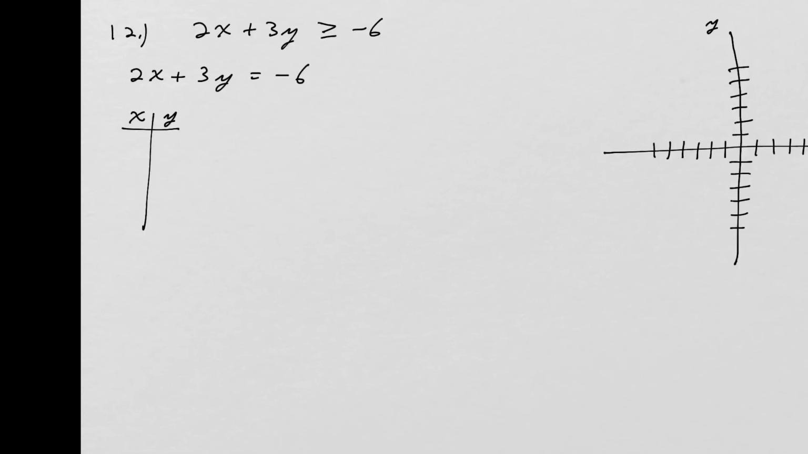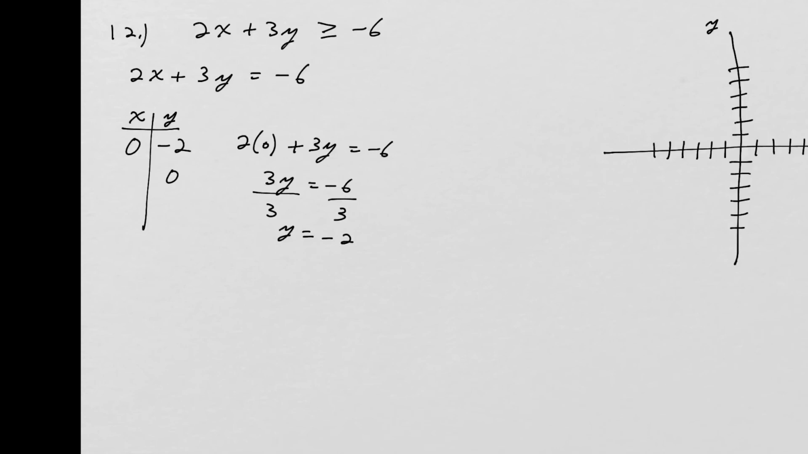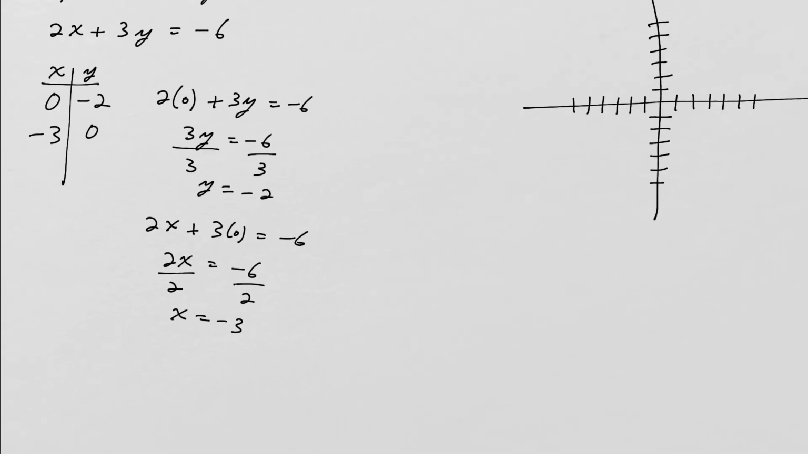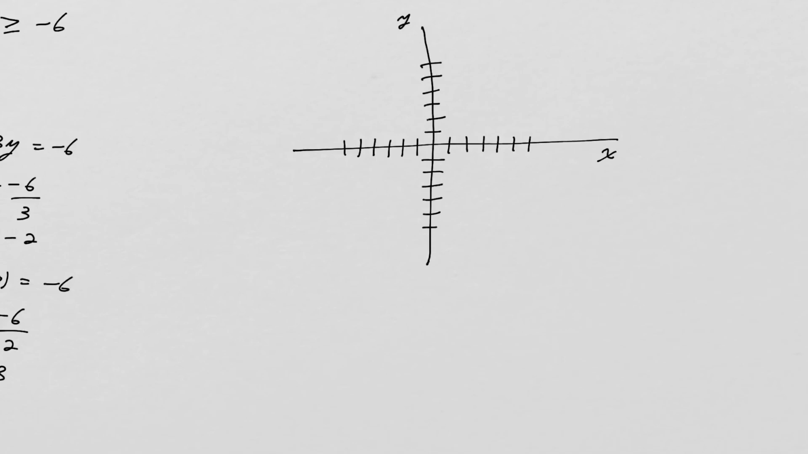In this case, it's probably easier to use the intercepts, right? So if I make x 0, that first term is gone. And now I just have 3y equals negative 6. So if I divide by 3, y is going to be negative 2. And then if I make y 0, the second term is gone. So 2x plus 3 times 0 is equal to negative 6. So that gives me 2x is equal to negative 6. And now if I divide by 2, I have x is equal to negative 3. Okay, so I can plot those 2 points, 0, negative 2, and negative 3, 0. So 0, negative 2 is right here, and then negative 3, 0 is here. So this line is going to look like this.